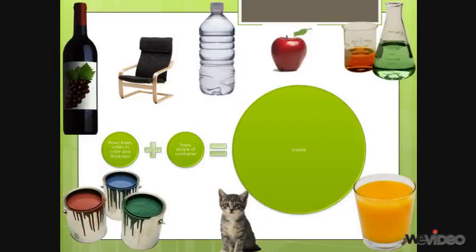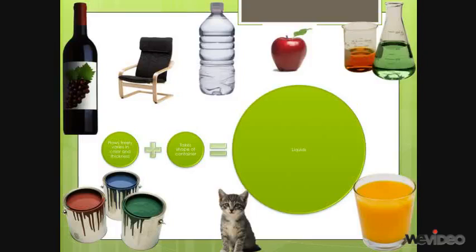The test tubes have a substance in them, which are, yes, liquid, because they are flowing freely and take the shape of the container. Looking at the orange juice, we can see that the juice in the cup is taking the shape of the cup, therefore it is a liquid.